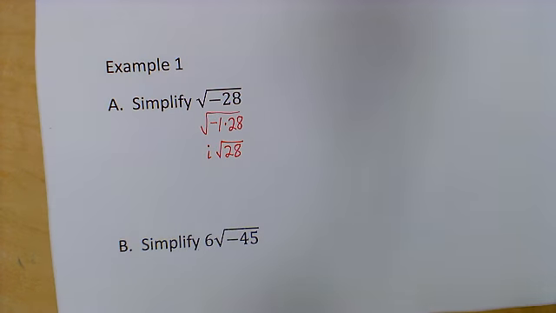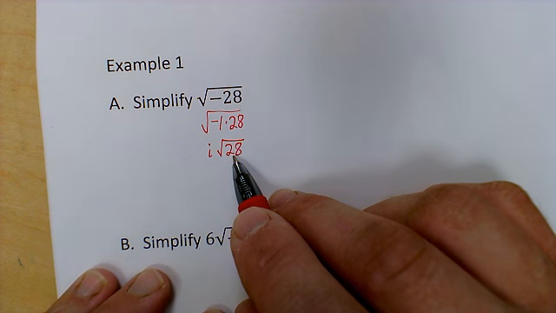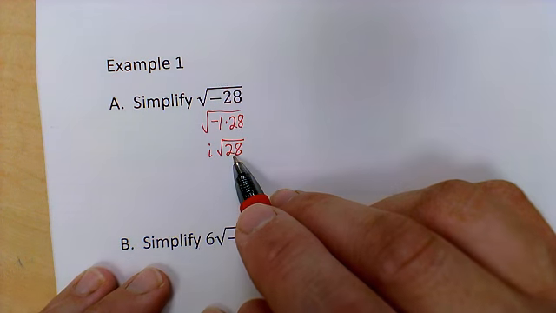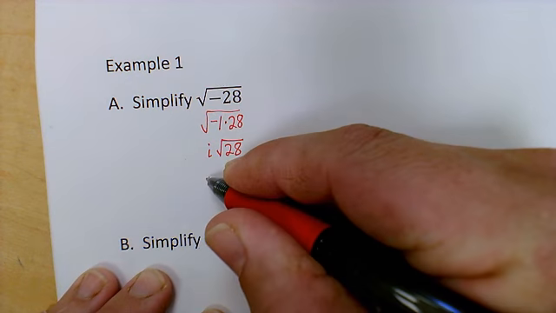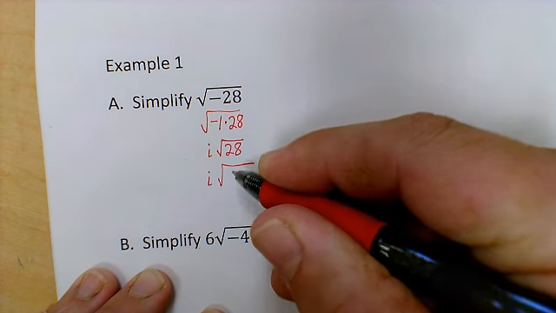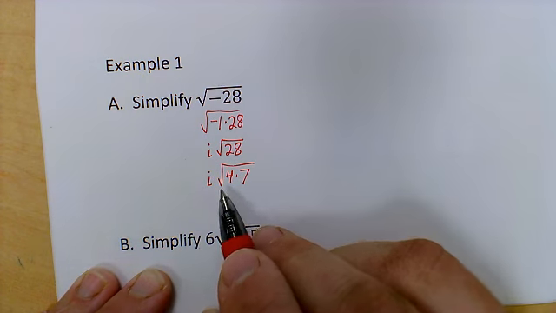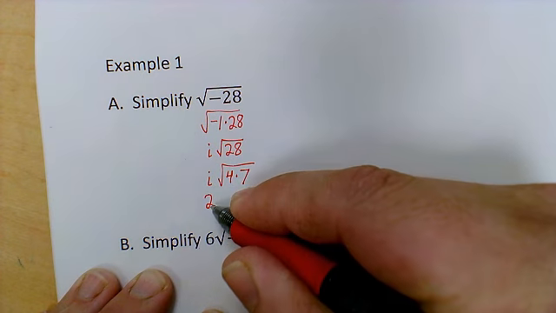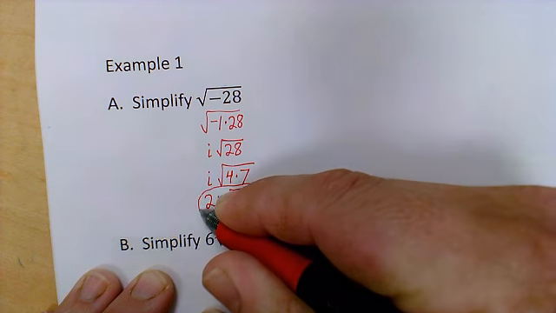Before you think you're done, you would want to simplify this root as much as possible. 28 is not a perfect square. It's not something I can square root rationally, so I am going to simplify it. I'm going to divide out the largest perfect square that will divide into 28, which is 4. 4 goes into it 7 times, and I'm going to square root the 4, which is 2. So my final answer: 2i times the root of 7.